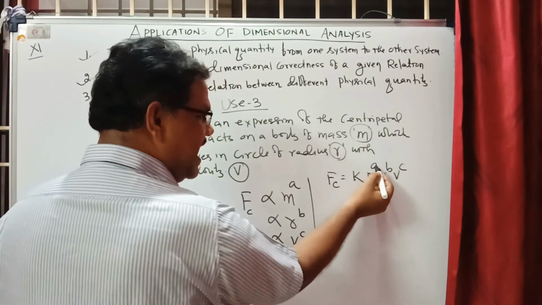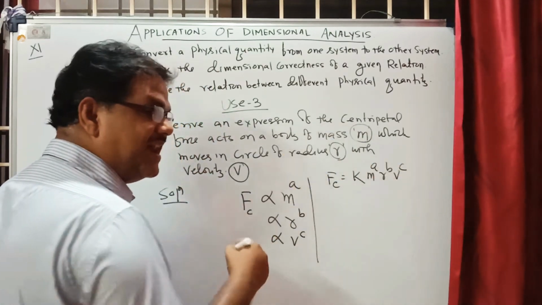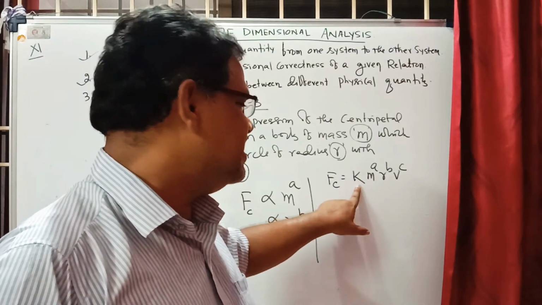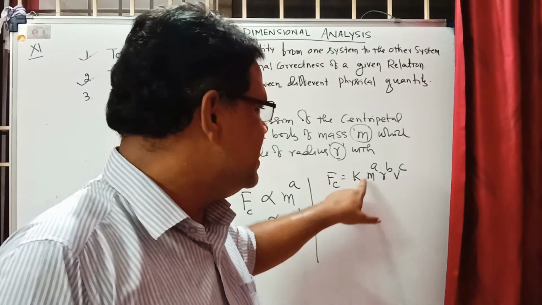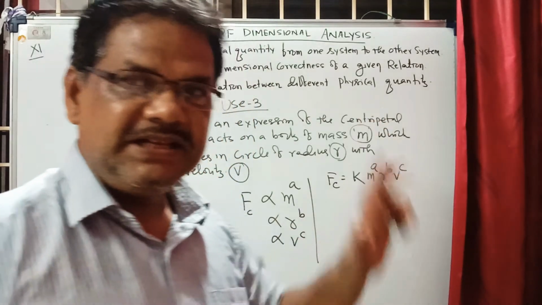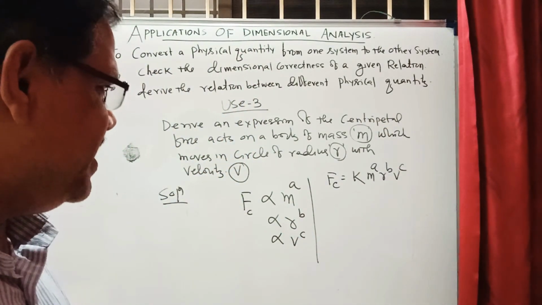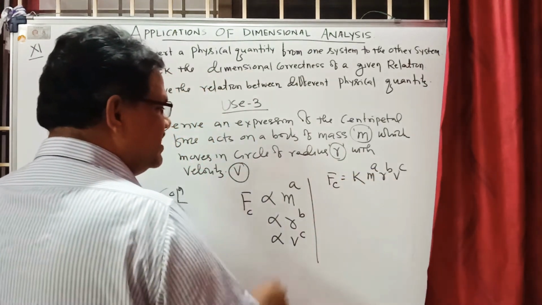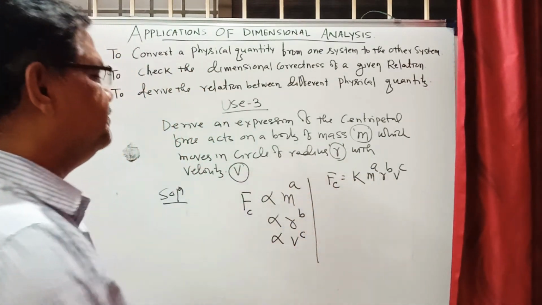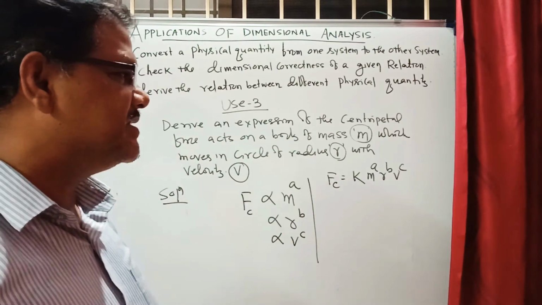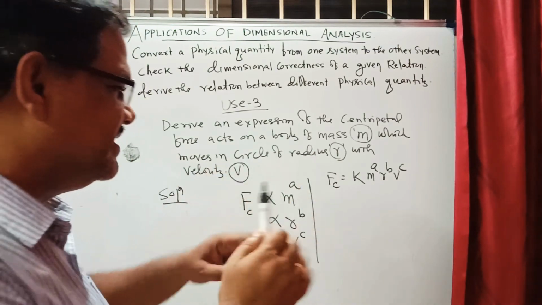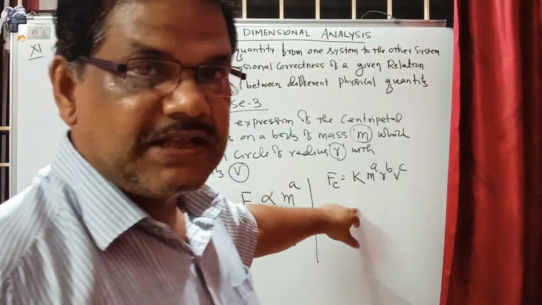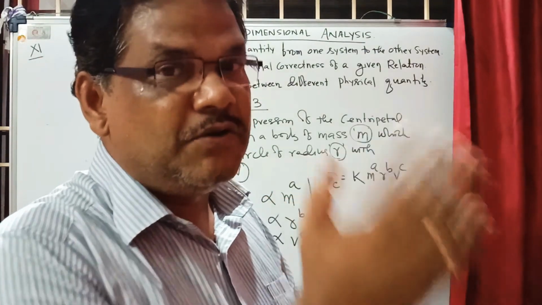Here K, a, b, c are dimensionless constants. These are simply numbers. K, the proportionality constant, is dimensionless, and a, b, c are dimensionless quantities. So we are finding the expression like that. We do not know what a, b, c are. So if you take the dimensions on both the left side and the right side, if this relation is correct, the dimensional formula on either side will be the same.